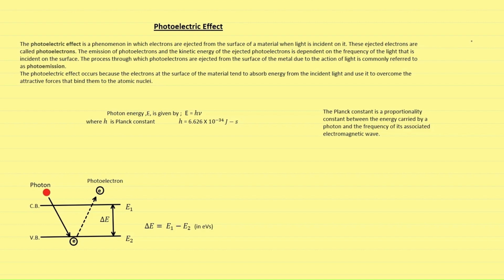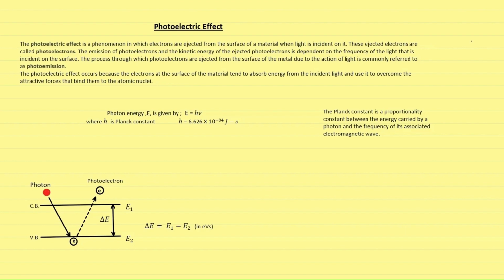Photoelectric effect is a phenomenon in which electrons are ejected from the surface of a material when light is incident on it. These ejected electrons are called photoelectrons. The emission of photoelectrons and the associated kinetic energy is dependent upon the frequency of the electromagnetic wave that is incident on the surface. The process through which photoelectrons are ejected from the surface of a material due to the action of electromagnetic wave is commonly referred to as photoemission.